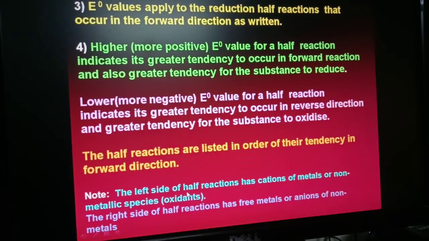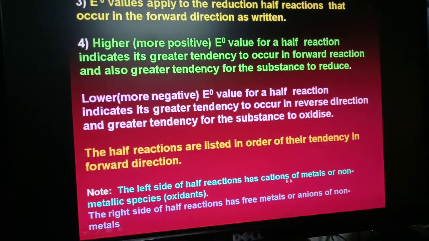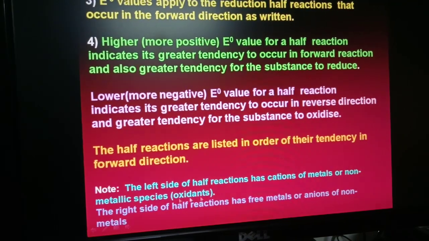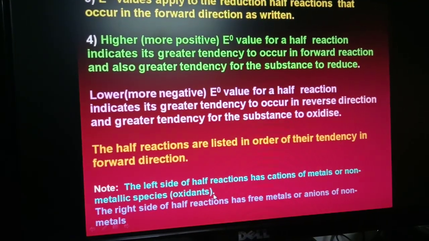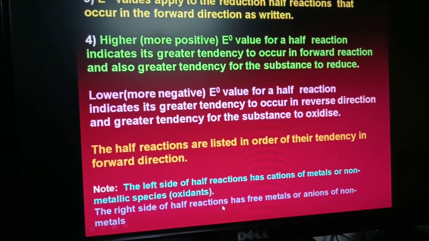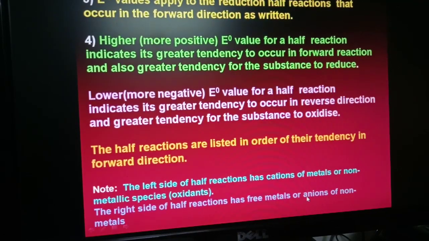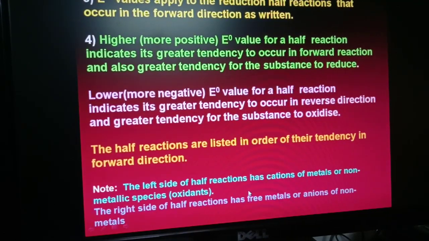Note, the left side of half reactions has cations of metals or non-metallic species, that is oxidants, whereas the right side of the half reaction has free metals or anions of non-metals.